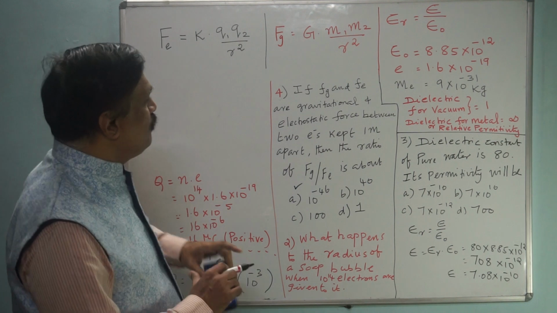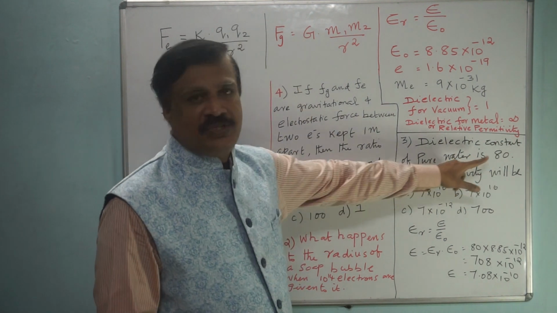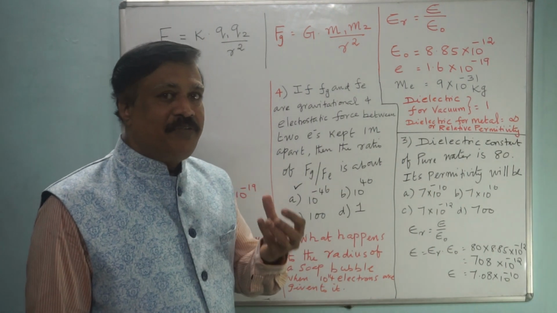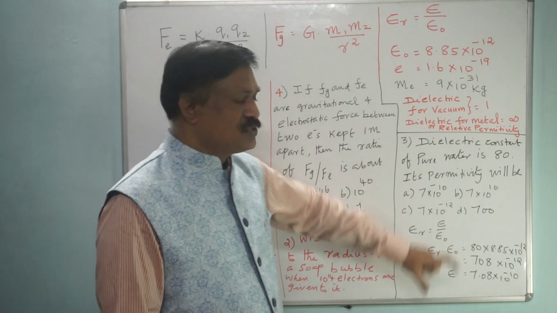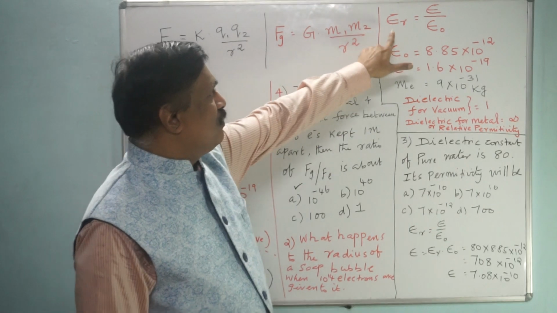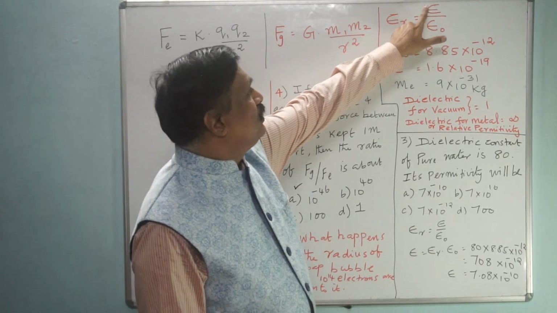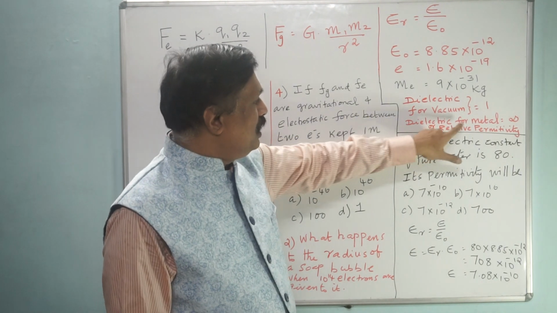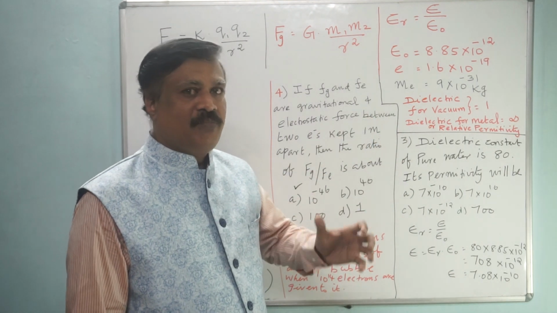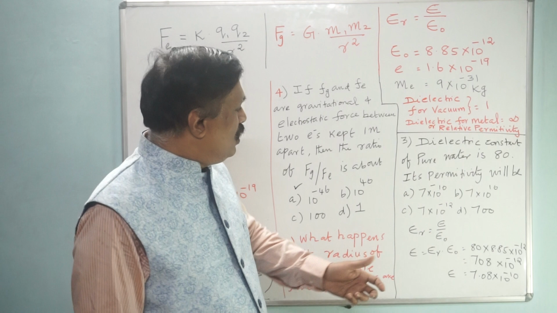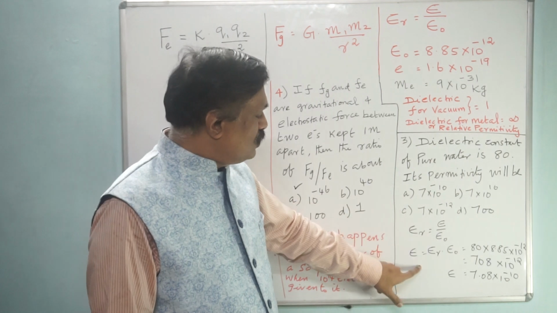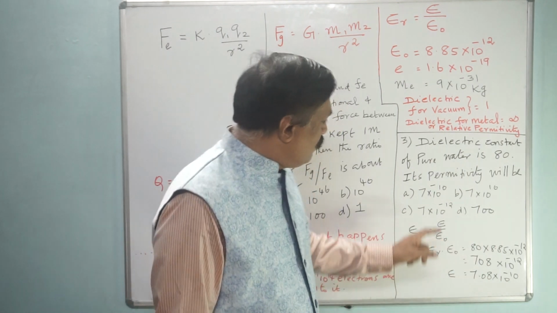And the last one is, dielectric constant of pure water is 80. They are asking the permittivity of water. Dielectric constant is given. What is the permittivity? Here the formula is given. This is relative permittivity and this is permittivity. Relative permittivity and dielectric constant both are same, different words only. Now the formula already you know: epsilon r equals epsilon by epsilon 0. You have to simply substitute the value. Here also values are given.